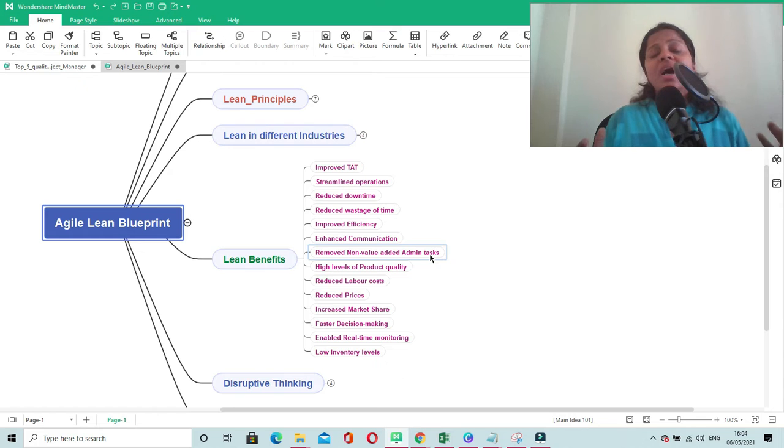That means we need to have documentation in each and every project, be it a software project or any project, but we have to reduce our documentation or administrative tasks, and we need to have the minimum documentation that is required.